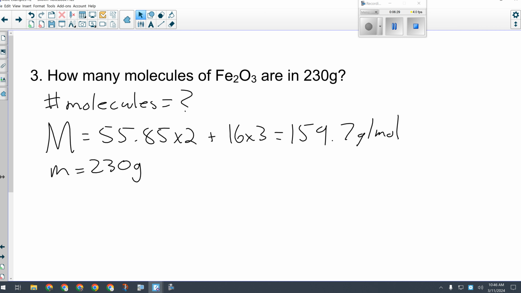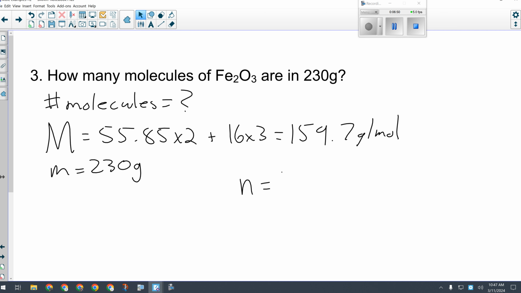Okay, so they want the number of molecules. If I'm going to get the number of molecules, and I have Avogadro's number, which is molecules per mole, what other number do I need? N. Yeah, I need the number of moles. Okay, and I can get that right now because I have little m and big M. So that's my next step.